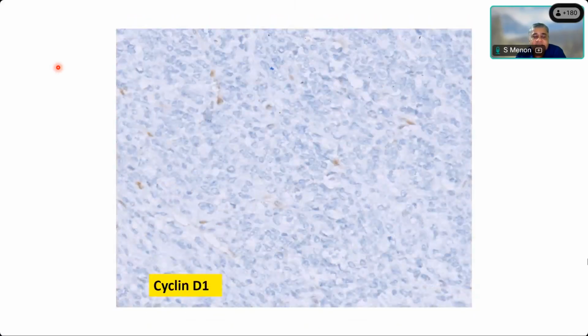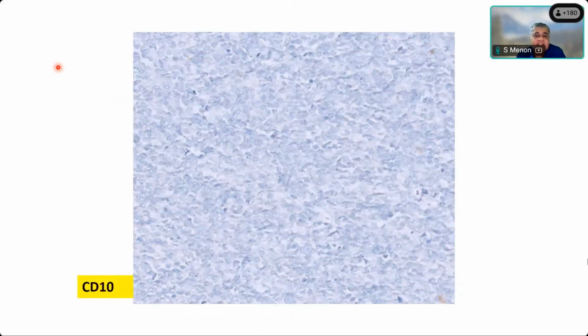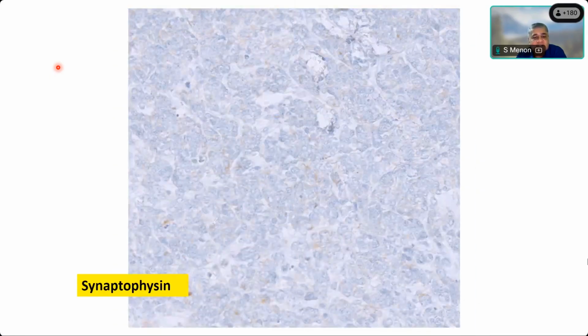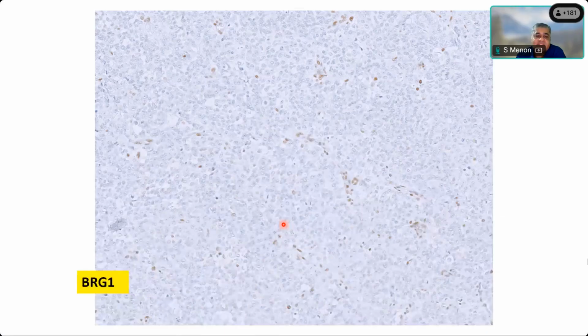Cyclin D1 we did. We thought maybe it's a high grade ESS, so we did a cyclin D1, which is negative. CD10 is negative. Synaptophysin was a little blushy. You may take it or leave it. It's that kind of staining. I thought that there is some blush-like positivity for synaptophysin in this tumor. Does it help? Maybe no. Sometimes granulosa can be positive for this.